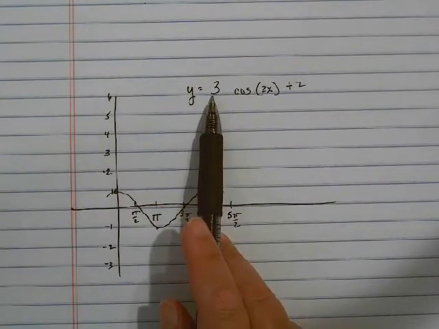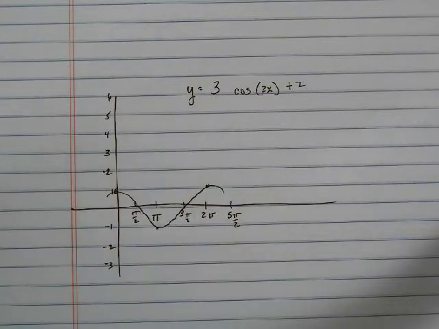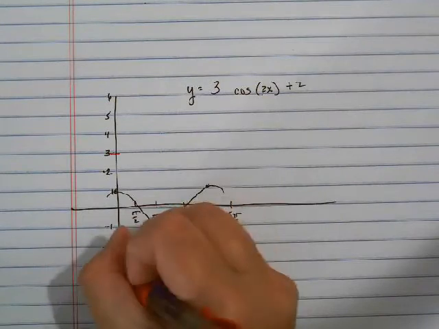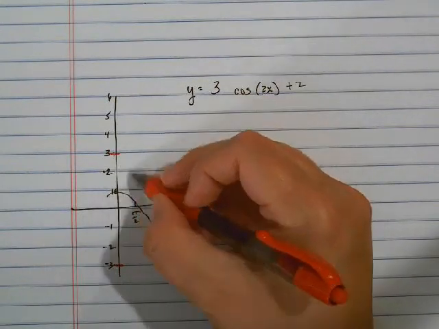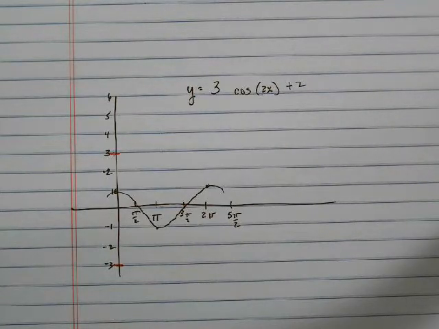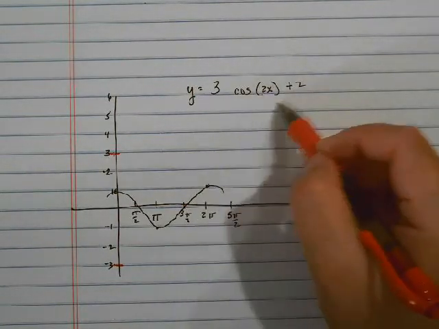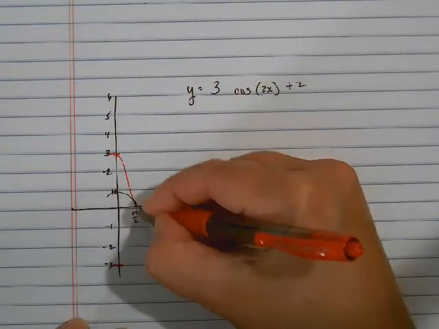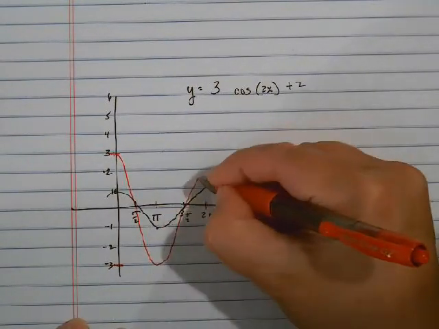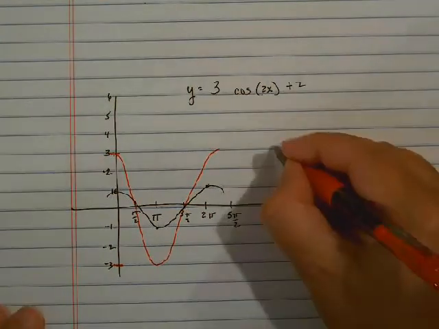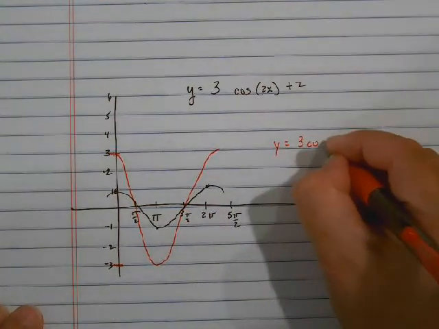But this time our amplitude has changed to 3. So this time it's going to go from 3 to -3. So it'll go down and back up to 3. So if I graph just 3 cosine 2x, it would look something like this. Has one period between 0 and 2 pi. So the one that I just graphed is y equals 3 cosine x.